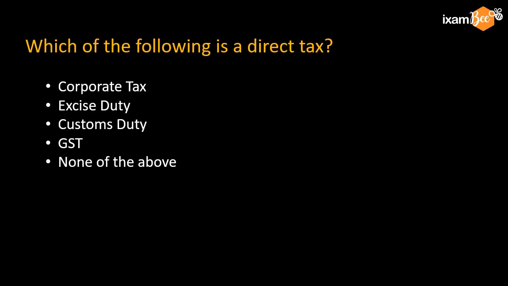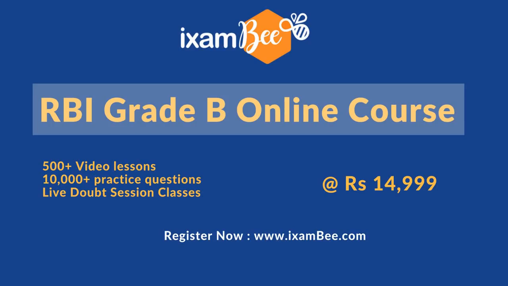Now coming to this question, which of the following is a direct tax? In the budget it is all about the government's income and the expenses. The source of the income for the government is primarily tax. There are two types of tax, direct tax and indirect tax. So can you answer this? Which of the following is a direct tax? Corporate tax, excise duty, custom duty, GST, or none of the above? You should know what are the direct taxes and what are the indirect taxes.